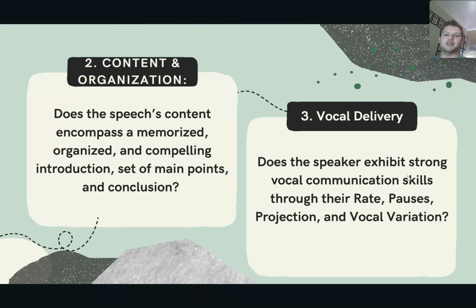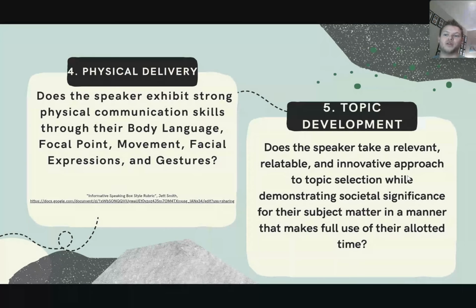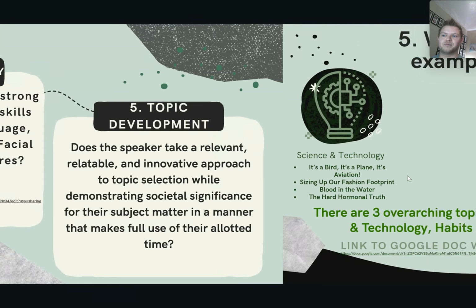Third is vocal delivery. Does the speaker exhibit strong vocal communication skills through their rate, pauses, projection, and vocal variation? Fourth is physical delivery. Does the speaker exhibit strong physical communication skills through their body language, focal point movement, facial expressions, and gestures? Fifth is topic development. Does the speaker take a relevant, relatable, and innovative approach to topic selection while demonstrating societal significance for their subject matter in a manner that makes full use of their allotted time?